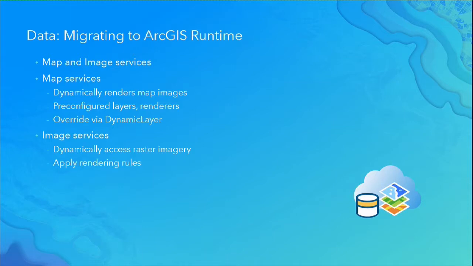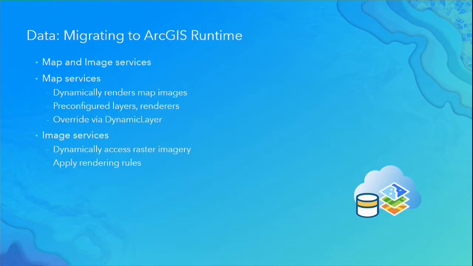So what about map and image services then? Well, map services are hosted by ArcGIS Enterprise or ArcGIS Online, and they dynamically render map images on a per request basis to the client. So as the user pans and zooms, it's dynamically rendering those map images. They're based on pre-configured layers, so you publish a map as a map service, and that includes all of the layers and the rendering information.